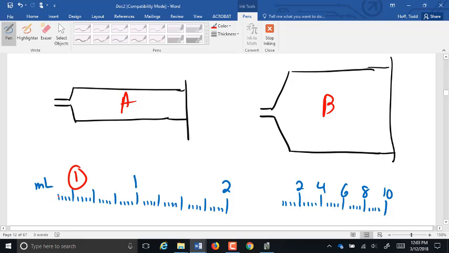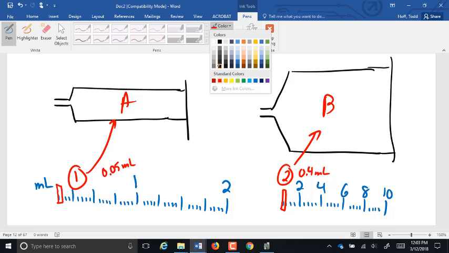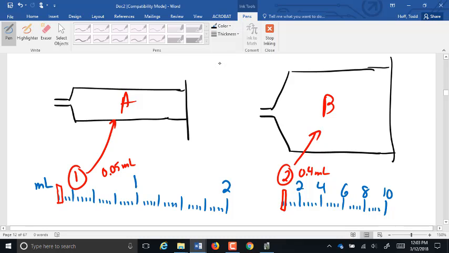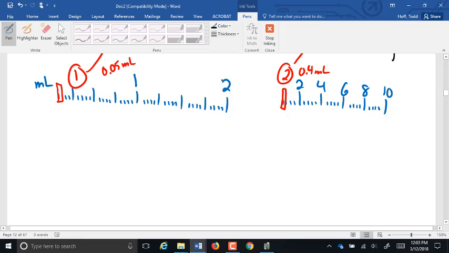Well, each division is a smaller amount of medication. So that goes to the narrower syringe. That's going to go to syringe A. The second scale here, since each division is a larger amount of medication, each division here is actually 4/10 of a milliliter, where over here each division was actually only 5/100 of a milliliter. That scale is going to go with the wider syringe. With that in mind, we let our dosage determine which syringe we're going to use.